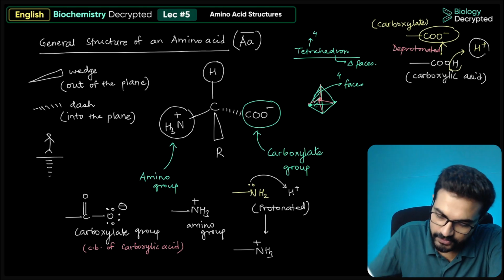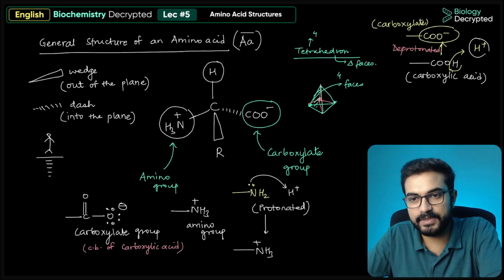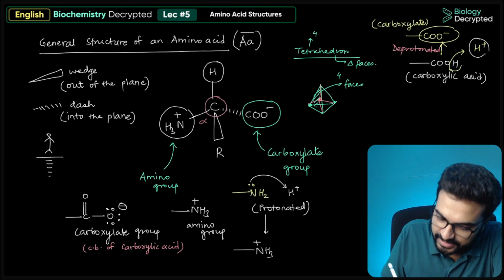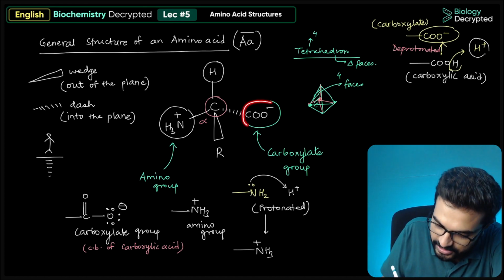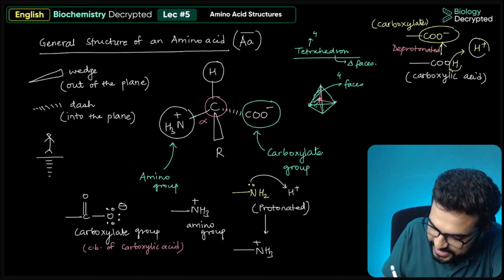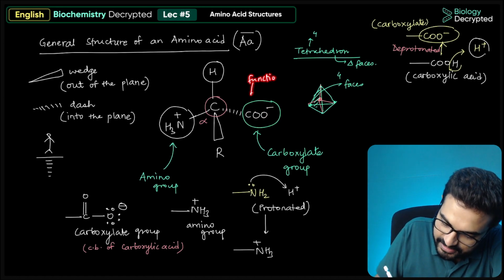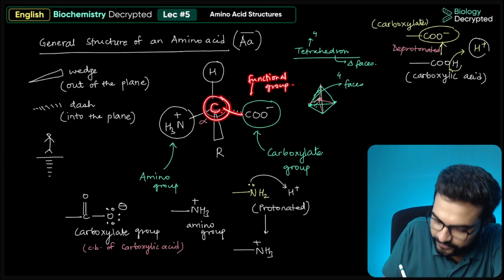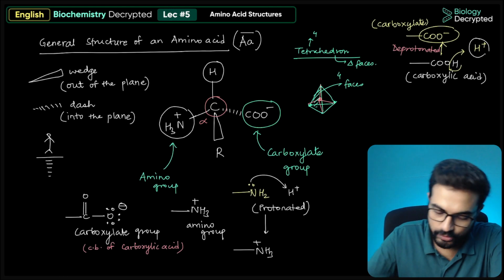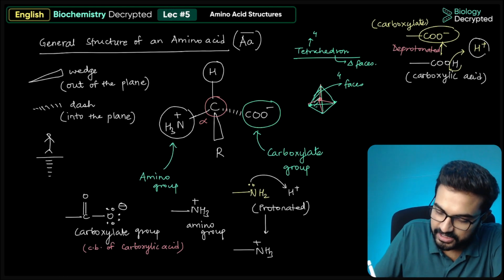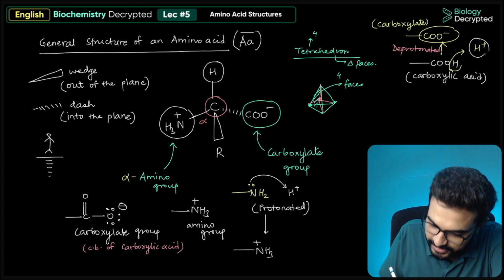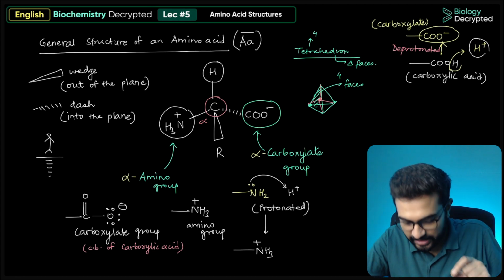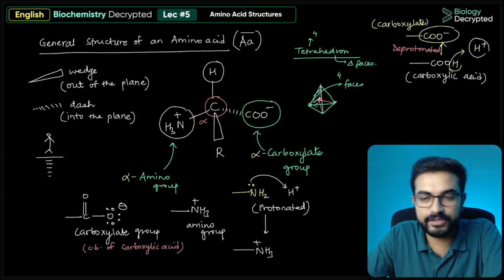And if you look at this particular carbon, this carbon is known as alpha carbon, because the carbon that is directly attached to a functional group, here the principal functional group is COO minus. So this is the functional group, and the first carbon that is connected to a functional group is known as the alpha carbon. So these groups can also be termed as alpha amino group and alpha carboxylate group respectively.